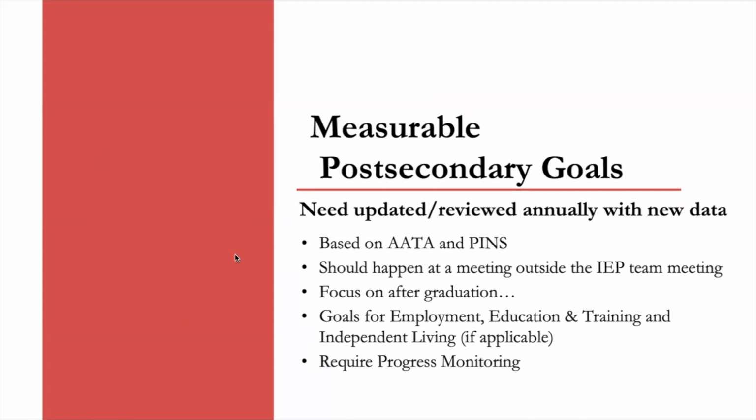Measurable post-secondary goals need updated or reviewed annually with new data. So notice I didn't say that you have to write new goals every year, but they do need to be updated or at least at minimum reviewed annually. Maybe the student's goal remains the same over the years. The goal can stay the same. You still need to talk about it, but then your age-appropriate transition assessments need to be changing every year.